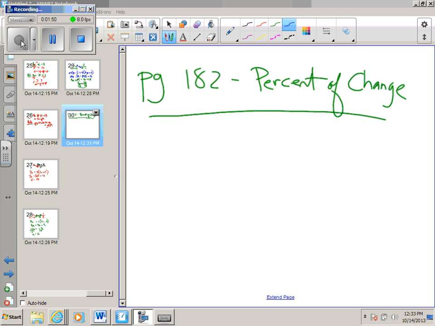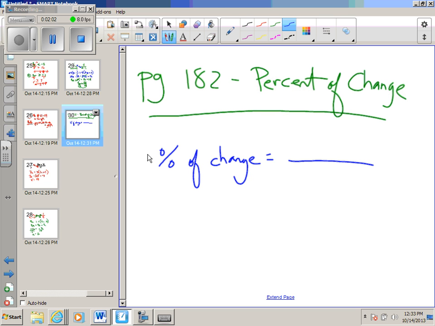Now, percent of change has a formula that goes with it. And to find percent of change, we say the amount of increase or decrease will go on top, and the original amount goes on the bottom.